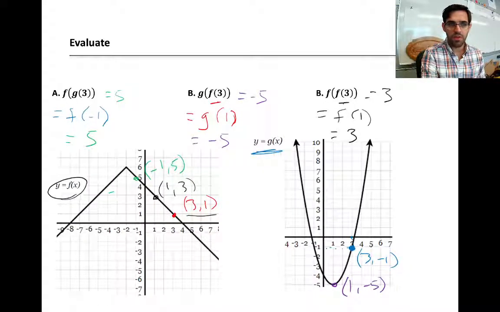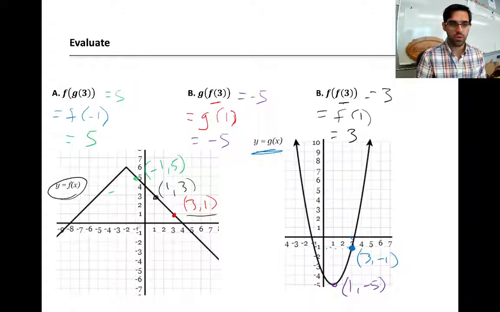Some example problems: evaluating composite functions from a graph. If I want to evaluate example A, f of g of 3, I'm going to take 3 and use it as an input for the g function. On our g graph, I see that (3, -1) is a point on that graph for g. So when I put 3 in for g, that means -1 comes out. That tells me that f of g of 3 is the same thing as f of -1, because g of 3 is -1. Then I'm going to go to the f function on the graph and find the y value when the x value is -1.